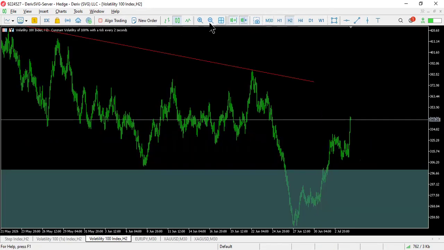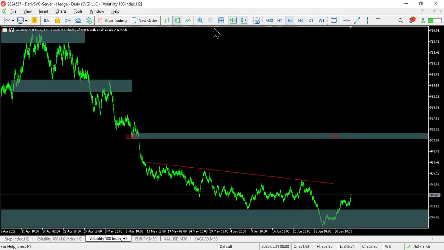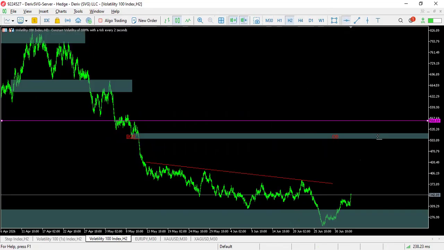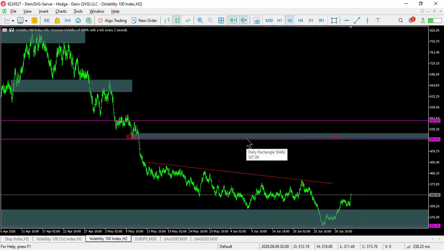Heading over to the 2 hours time frame. From the 2 hours time frame, let me place my coordinates. So you can go ahead and place a sell limit. This one you're going to have to wait for, since price is still far from this order block. So you have to be patient with this trade.